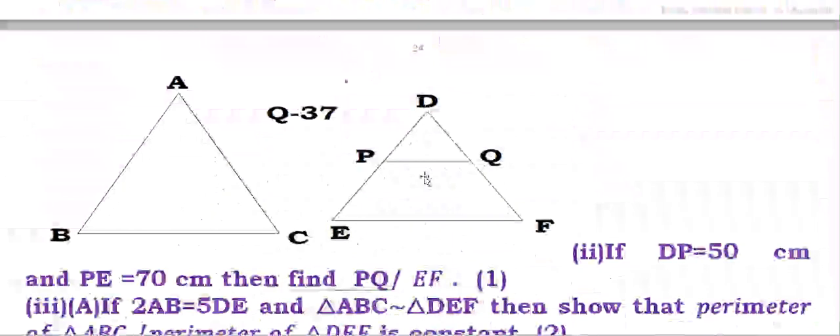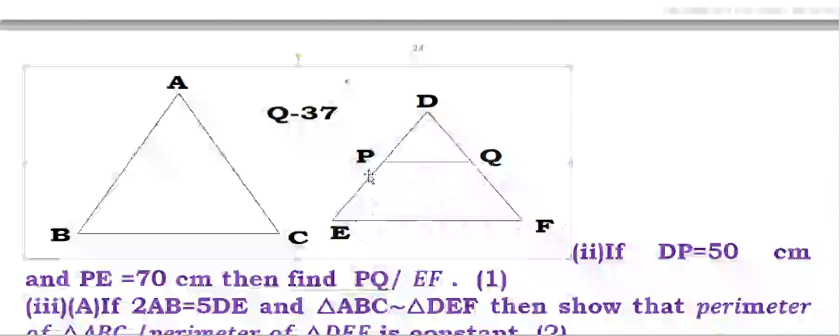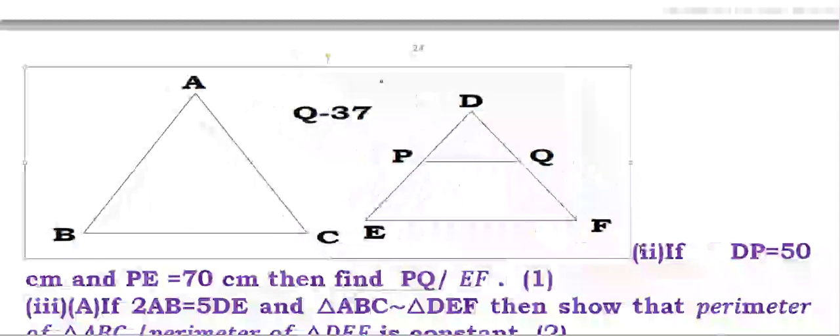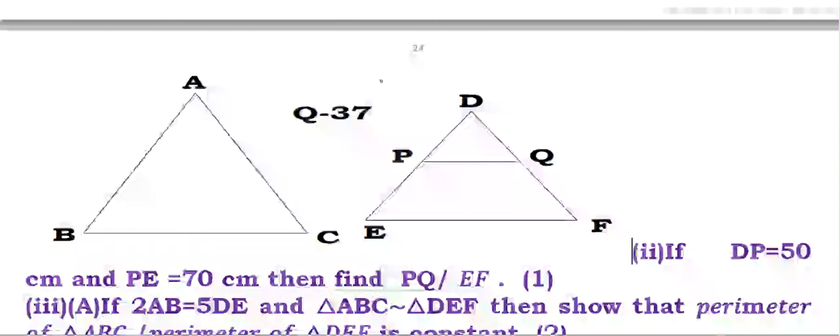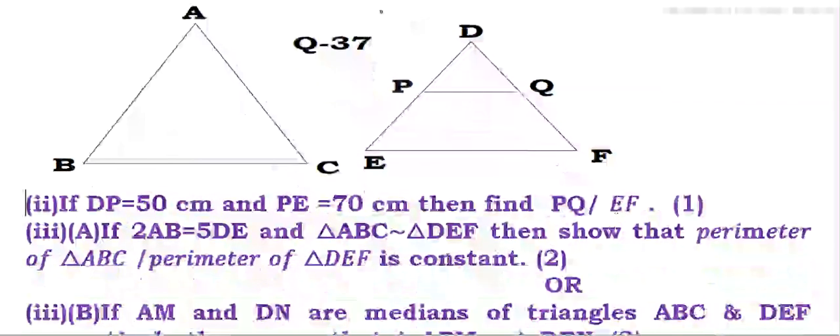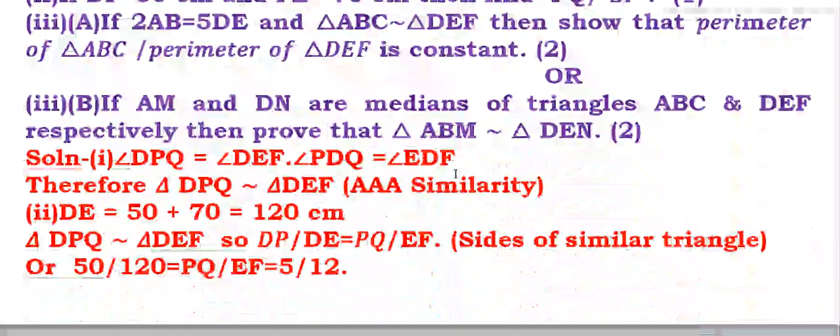PQ is parallel to EF, so that DPQ is similar to DEF. When PQ is parallel to EF, then angle P will be equal to angle E, corresponding. Q is equal to F, also corresponding. Therefore DPQ is similar to DEF, all angles are equal. If DP is equal to 50 and PE is 70, it means DE is equal to 50 plus 70, 120. Then the ratio for DPQ similar to DEF, DP by DE is equal to PQ by EF. It is 50 by 120, then the ratio will be 5 by 12.